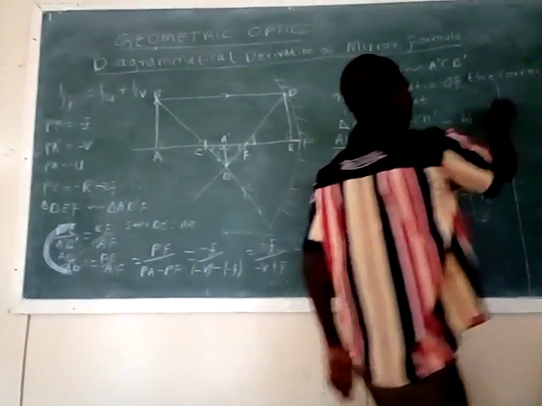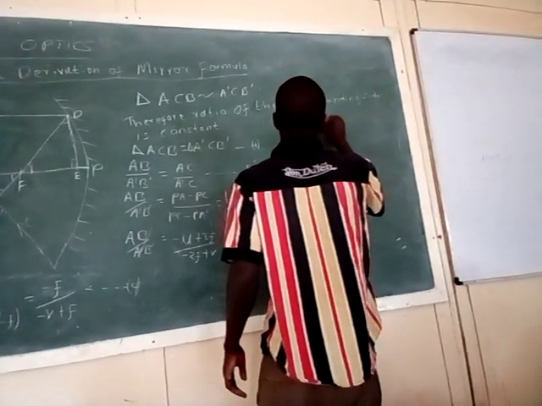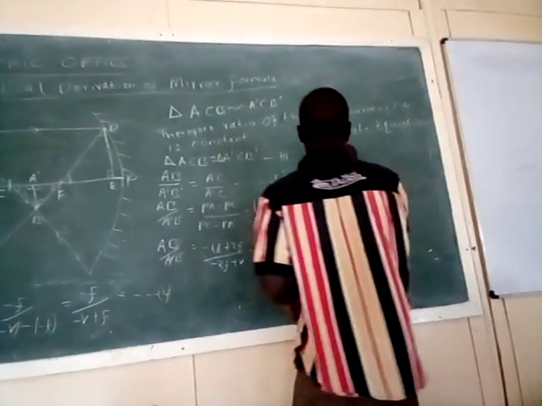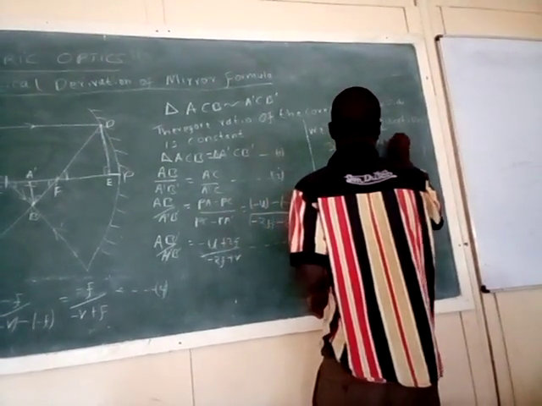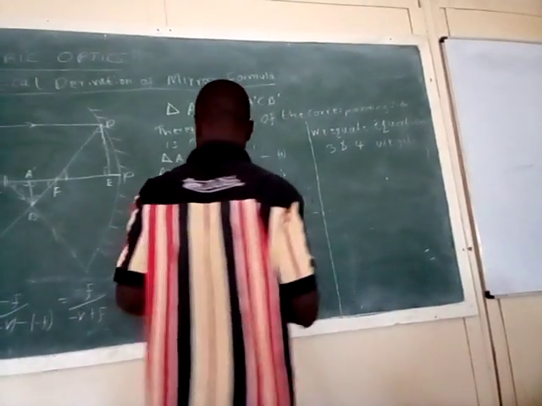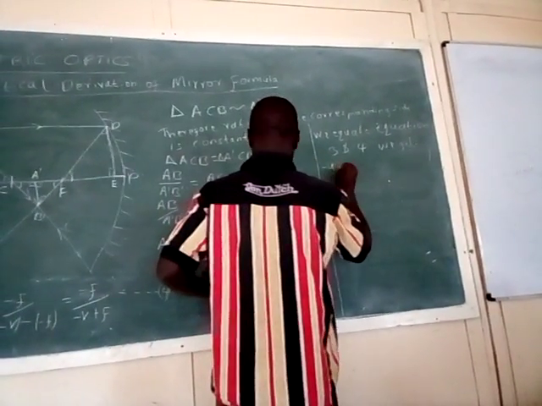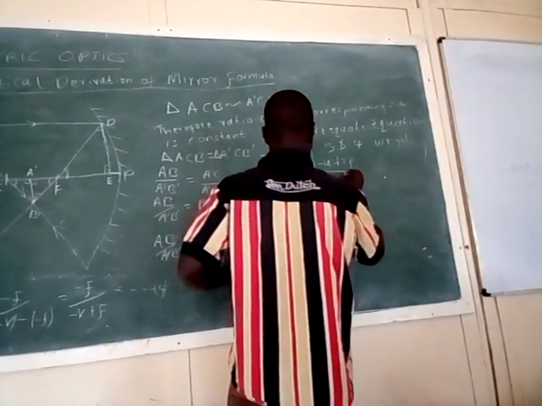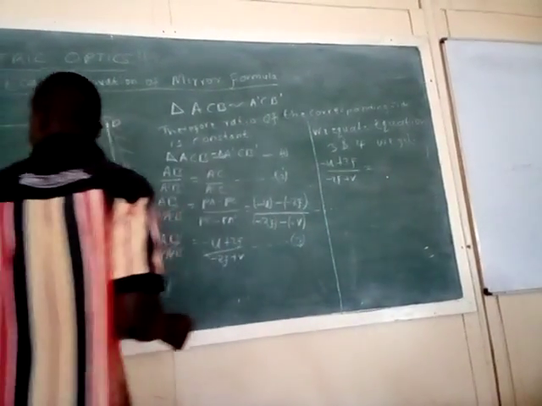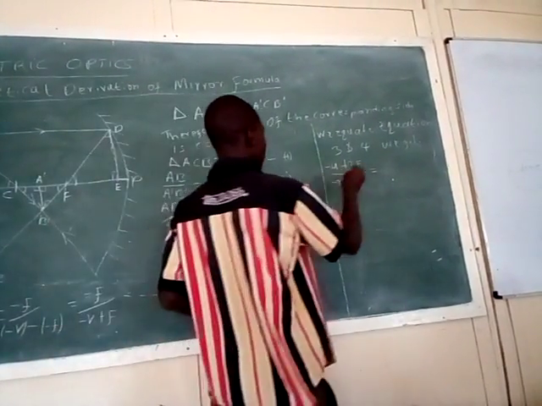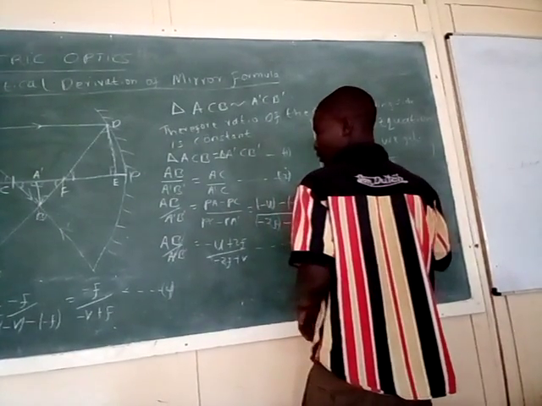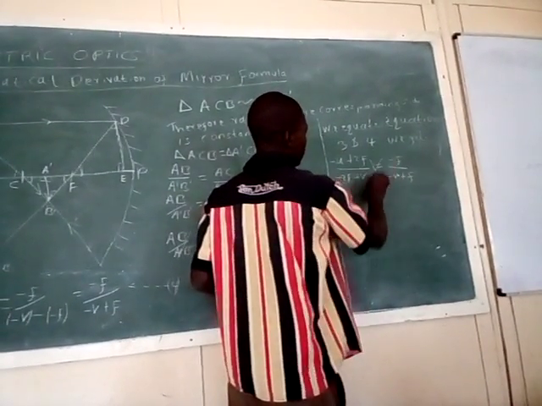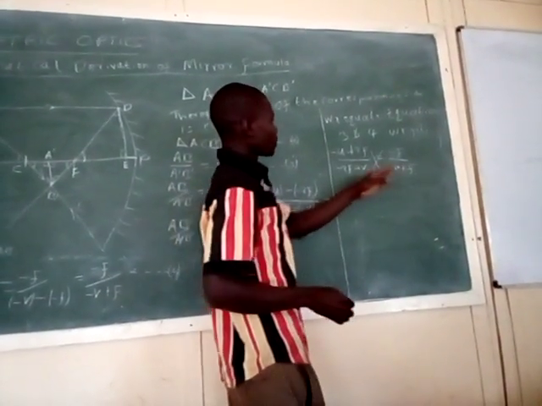So we equate equations 3 and 4. We are going to have negative U plus 2F all over negative 2F plus V is equal to negative F over negative V plus F. Now, what we do next here is just cross multiply, such that now we are going to have this one multiplied by this.